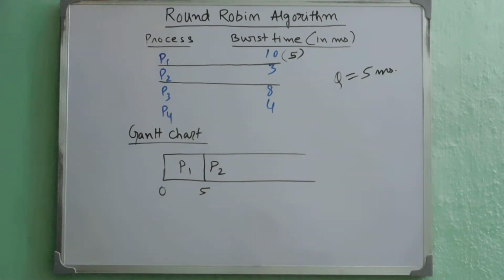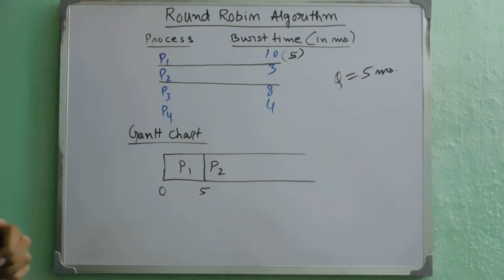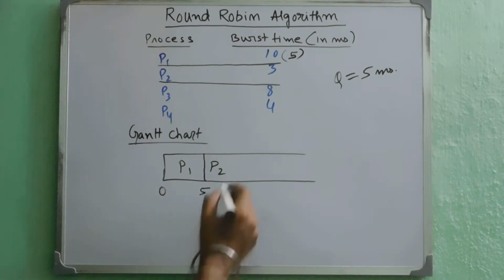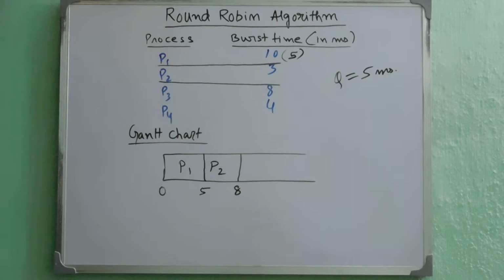But it has burst time 3 milliseconds, so it will not utilize its 5 allotted milliseconds, but it will complete its execution in 3 milliseconds only. That means 2 milliseconds will be saved for P2. So it will take 3 milliseconds. That means it will complete its execution at 8 milliseconds. So that means it has completed its execution.